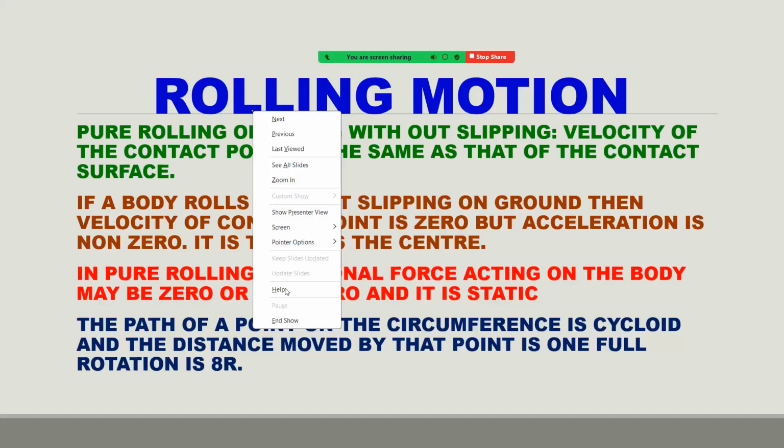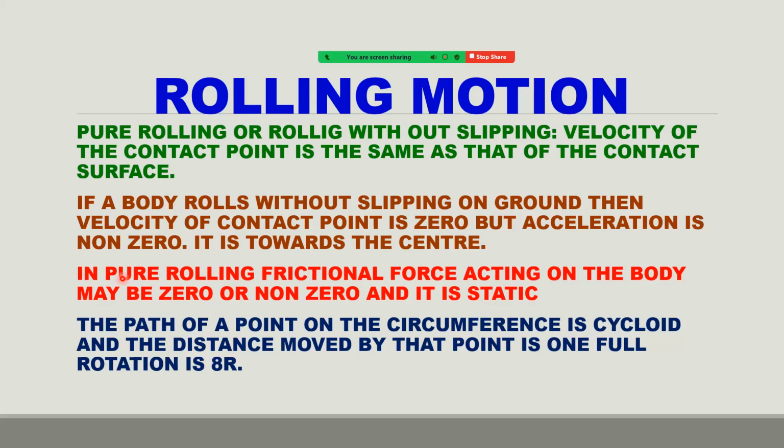So you can still remind 2 points here. In pure rolling, the frictional force acting on the body may be zero or non-zero, and it is static. In fact, we are going to solve questions based on this point. You will get more clarity. And the last point, the path of a point on the circumference is a cycloid, and the distance moved by that point in one full rotation is 8R. So here we have taken that VCM is a constant, right?